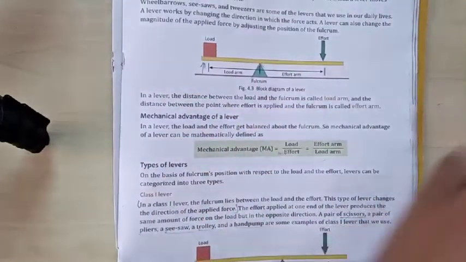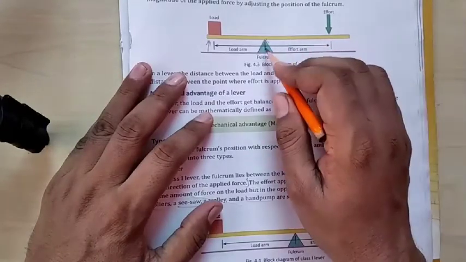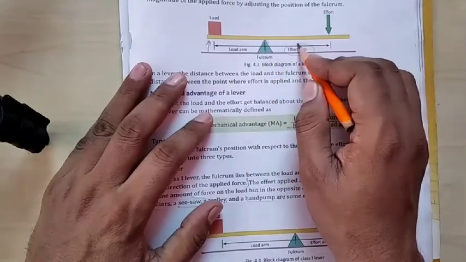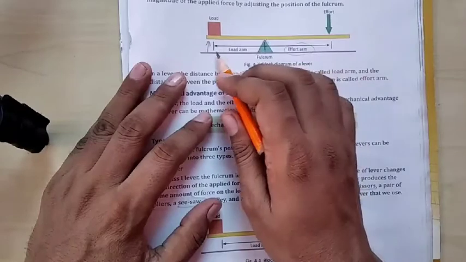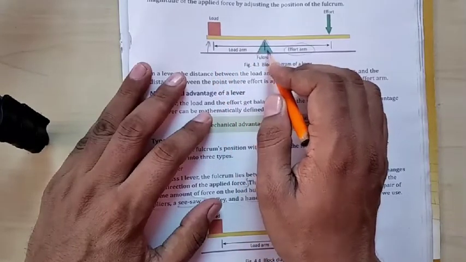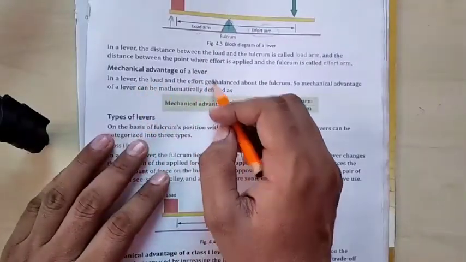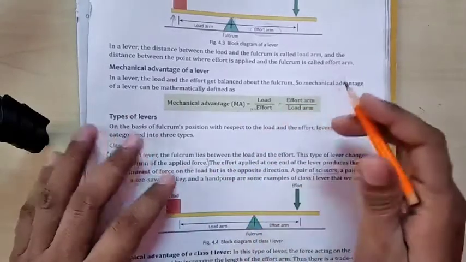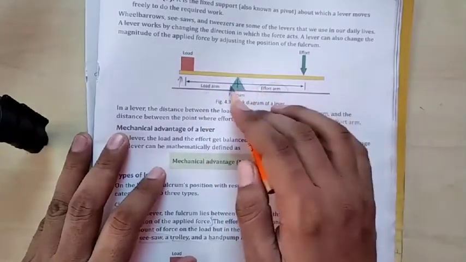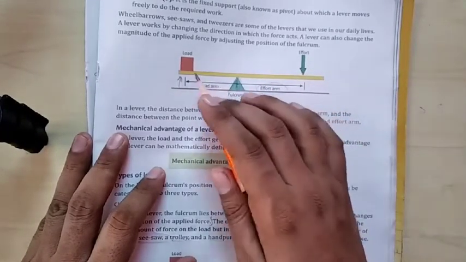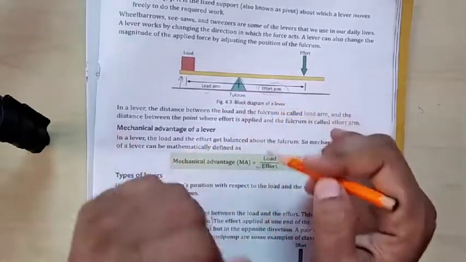Now one more important thing: the distance between the effort and the fulcrum is called the effort arm, and the distance between the load and the fulcrum is called the load arm. Got it? Now, the mechanical advantage of a lever. What is the mechanical advantage of a lever? As you can see in this picture, the load and effort are both balanced about a fulcrum, like a beam balance.